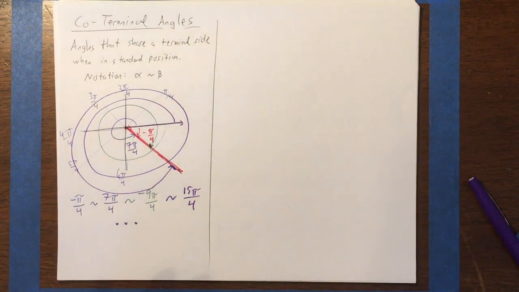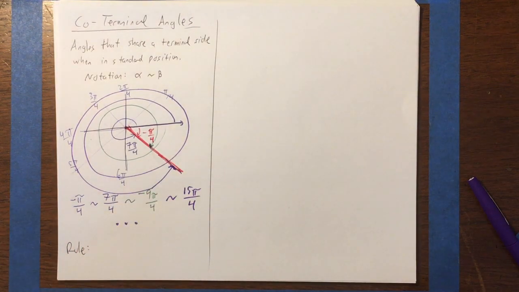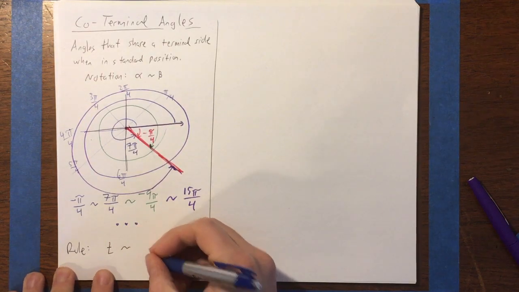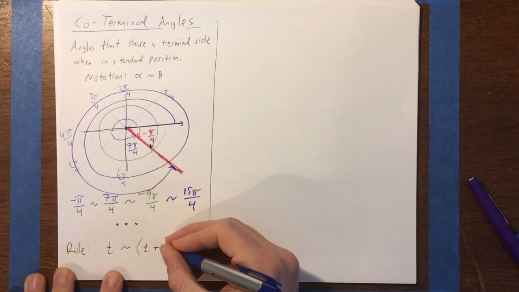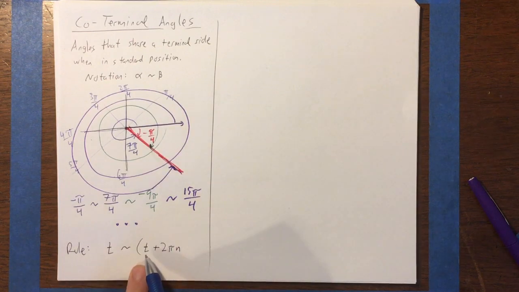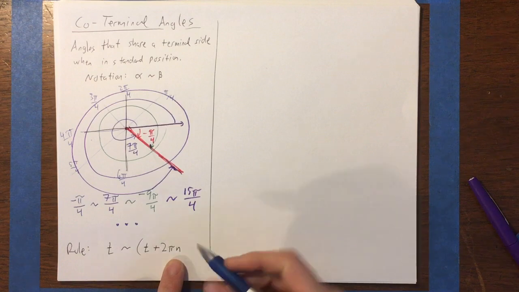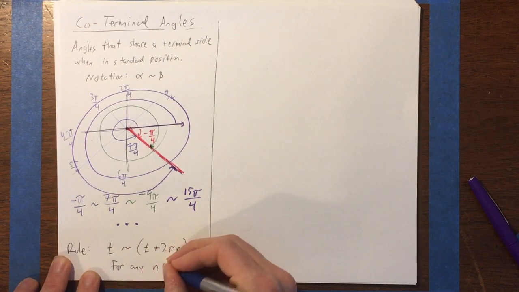So there's a rule we can write down to express this sort of infinite number of coterminal angles. We can say t, an angle, is coterminal with another angle which you get by taking t plus a multiple of 2 pi. I'm going to write 2 pi n. So that's like taking that same angle and then adding a circle or some number of full circles, right? 2 pi is a full circle, and if you multiply it by an integer n, this is for any n in the set of integers.